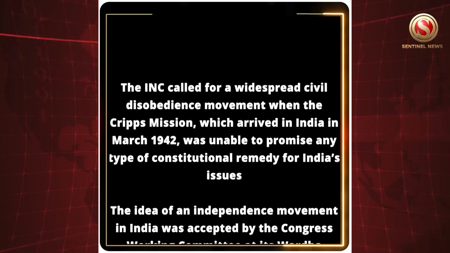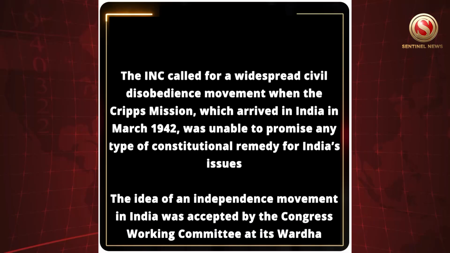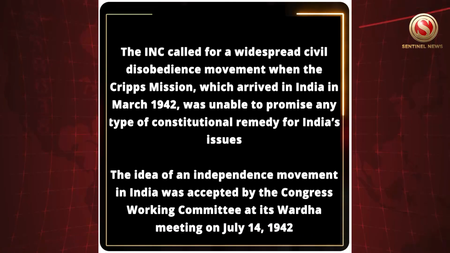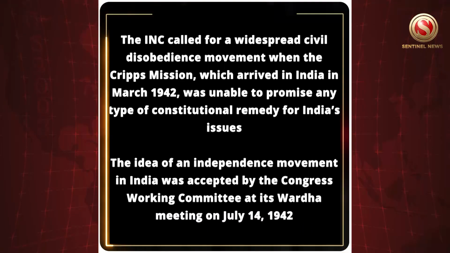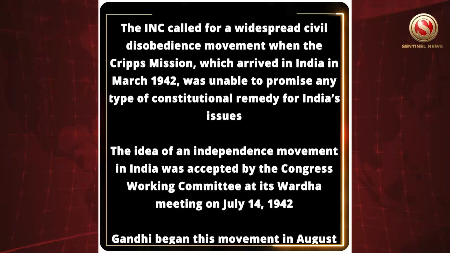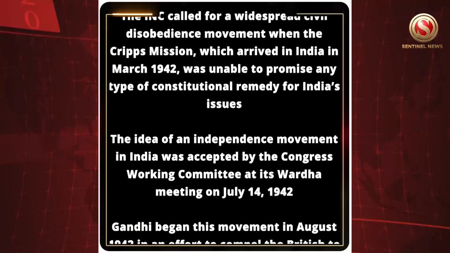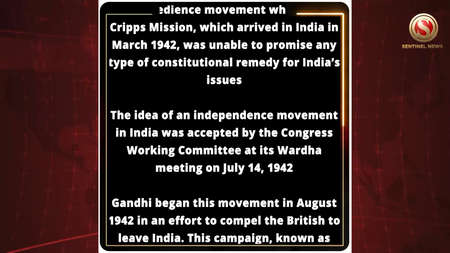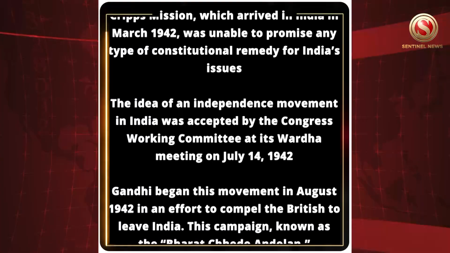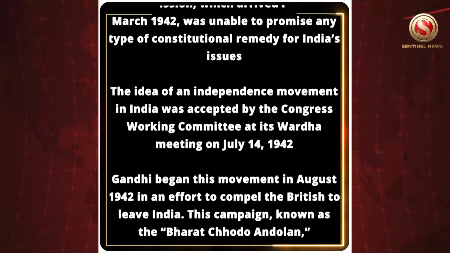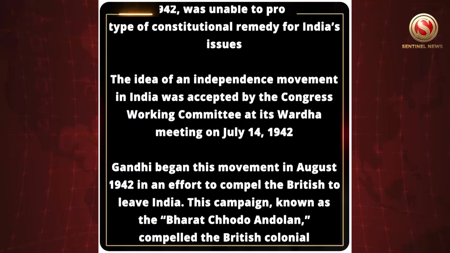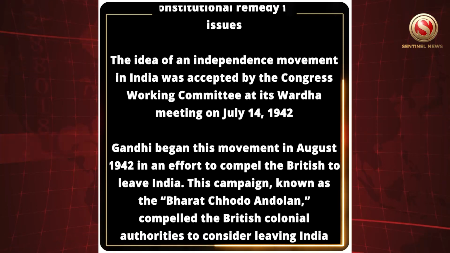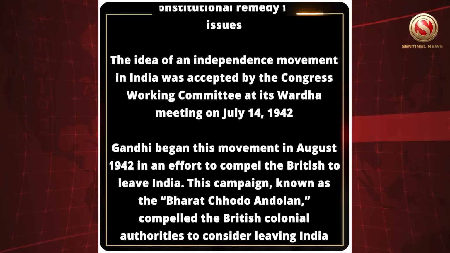The INC called for a widespread civil disobedience movement when the Cripps Mission, which arrived in India in March 1942, was unable to promise any type of constitutional remedy for India's issues. The idea of an independence movement in India was accepted by the Congress Working Committee at its Wardha meeting on July 14, 1942. Gandhi began this movement in August 1942 in an effort to compel the British to leave India. This campaign, known as the Bharat Chhodo Andolan, compelled the British colonial authorities to consider leaving India.